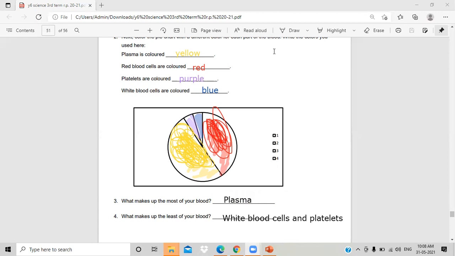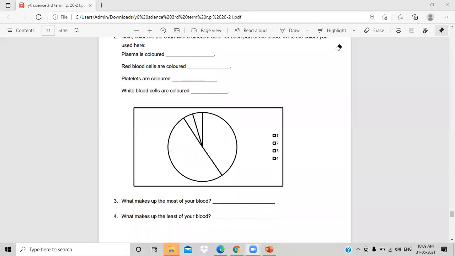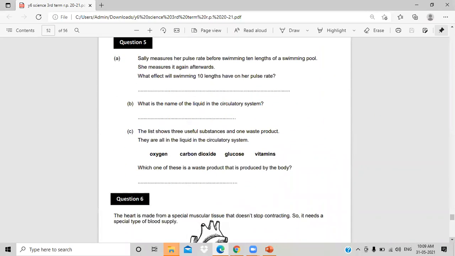Okay. So now I'm going to erase this and go to the next page. We have about 10 minutes left, so we need to move quickly. The next page: Sally measures her pulse rate before swimming 10 lengths of a swimming pool. She measures it again afterwards. What effect will swimming 10 lengths have on her pulse rate? It doesn't matter what exactly she did. As long as she's playing sport, how will this affect her pulse rate? Jumana.